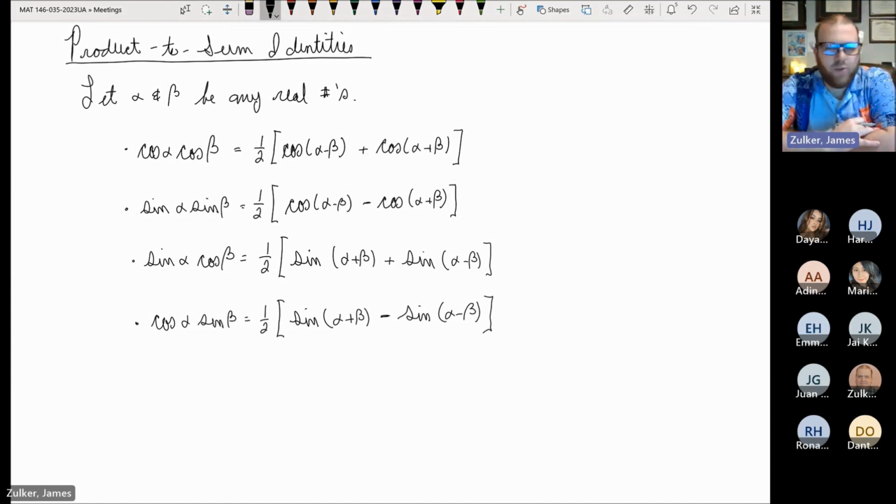And then we have the two mixed, so sine of alpha cosine of beta and cosine of alpha sine of beta.